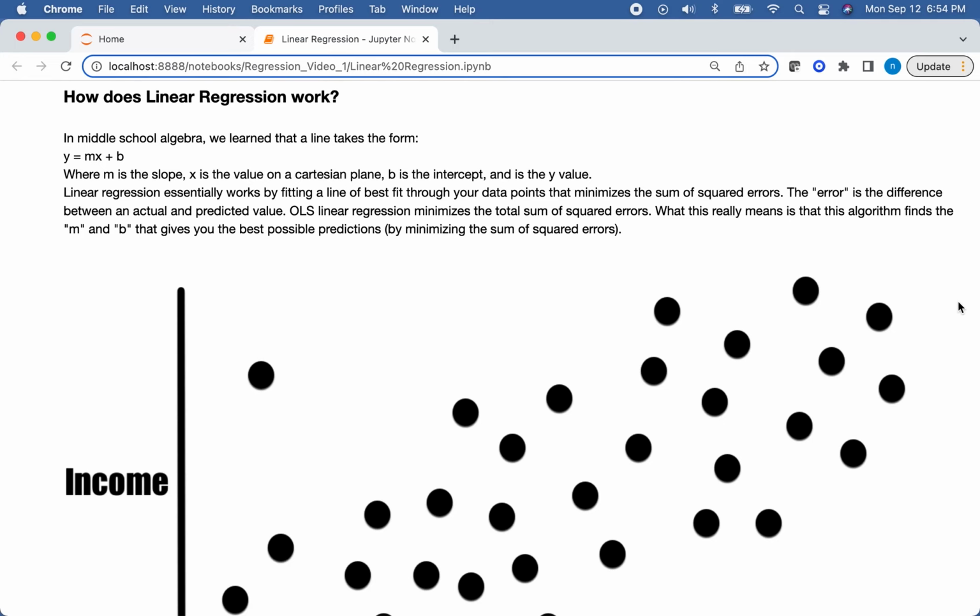Linear regression essentially works by fitting a line of best fit through your data points that minimizes the sum of squared errors. The error is the difference between the actual and the predicted value, so this regression minimizes the total sum of those squared errors. What this really means is that this algorithm finds the m, which is the slope, and the b, which is the intercept, that gives you the best possible predictions, once again by minimizing the sum of squared errors.